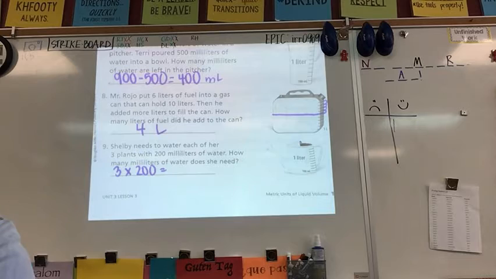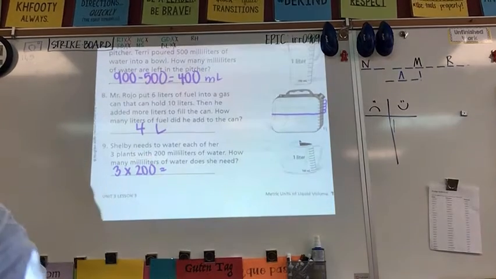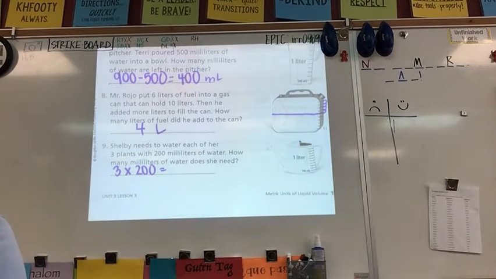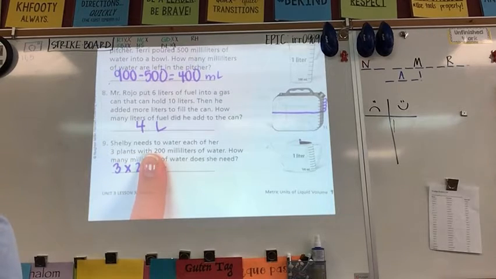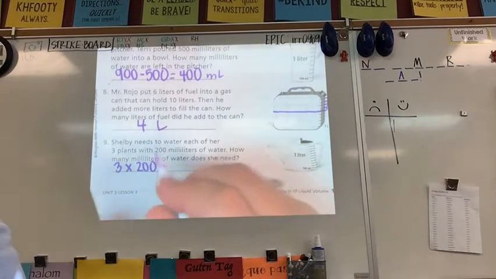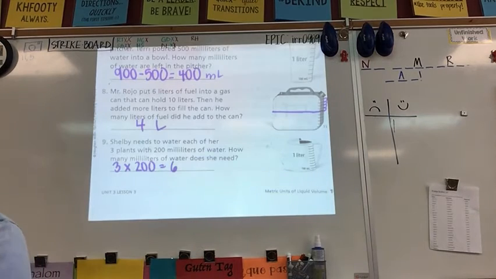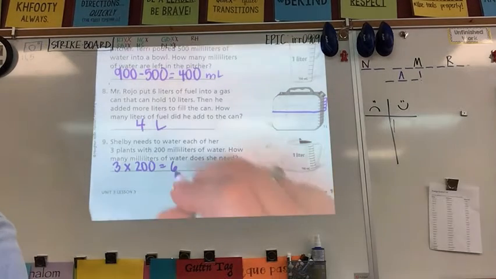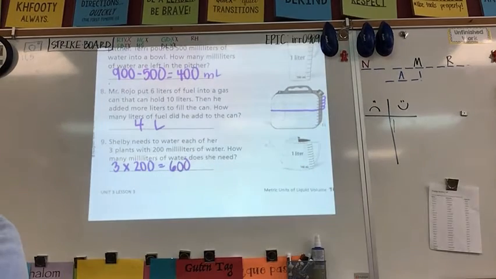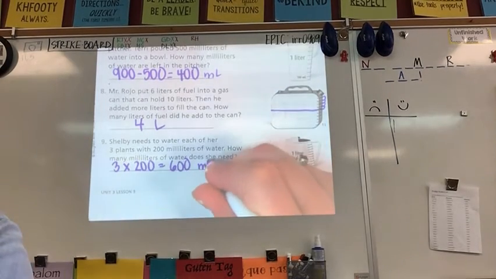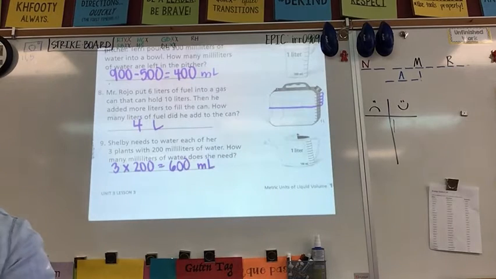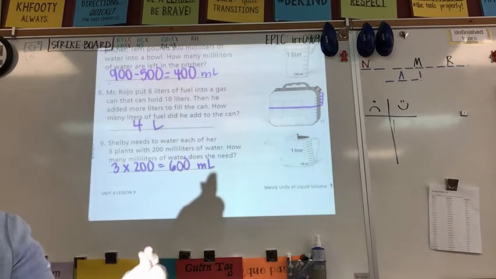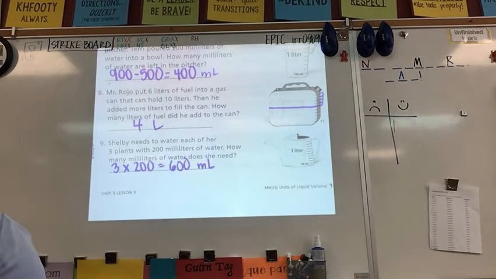Okay, so are you saying we're ignoring the zeros first and you're just looking at 3 times 2? So Dax, you were saying because they're zeros, first I can ignore the zeros and do 3 times 2, which is 6. And then how many zeros are there, Dax? So since I ignored 2 zeros, how many zeros do I need to add? 2. So my answer is 600 milliliters. Everybody practice saying that word again? Milliliters. It's different than millimeters because millimeters are measuring length. Milliliters are measuring volume.